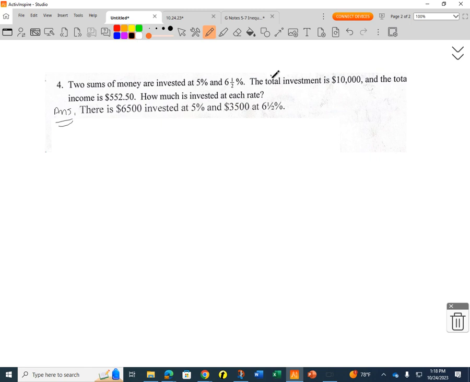So this question says two sums of money. That's a statement. The question is, how much is invested at each rate? So these two sums of money are invested at 5% and 6.5%. So there are two sums of money. So guess what our variables are going to be? X is going to be one sum of money. Y is going to be the other sum of money. So X is the money invested at 5%.